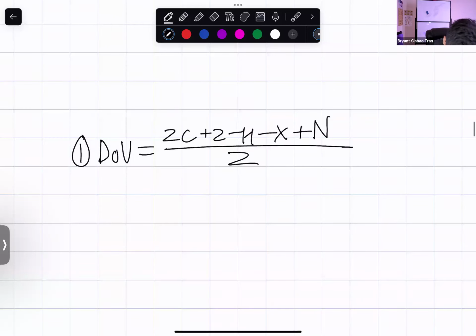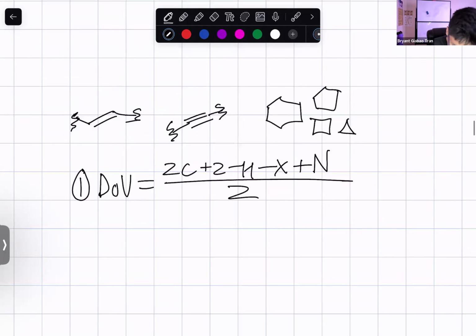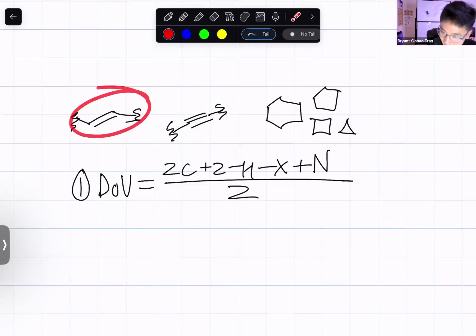And DOU is basically going to tell you if you have unsaturation somewhere, like a double bond, a triple bond, or even a ring. It could be any kind of ring. It could be a 6-membered ring, a 5-membered ring, 4-membered ring, 3-membered ring. Right. So how many DOU would an alkene represent? How many DOU would an alkyne represent? And how many DOU would a ring represent?